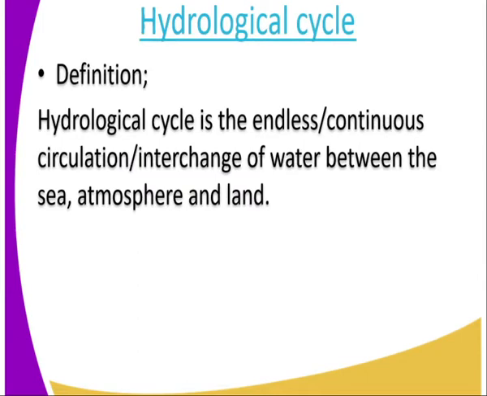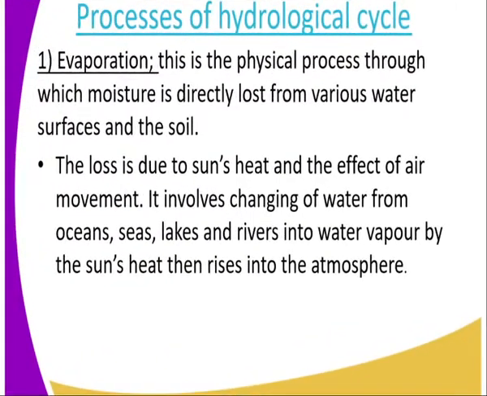Hydrological cycle, it is that endless circulation or the interchange of water between the sea, the atmosphere, and the land. So that is what we refer to as the hydrological cycle. It is endless. It never ends. It starts and it never ends, from the sea, atmosphere, back to the land. Let us see those processes that are involved in this hydrological cycle.